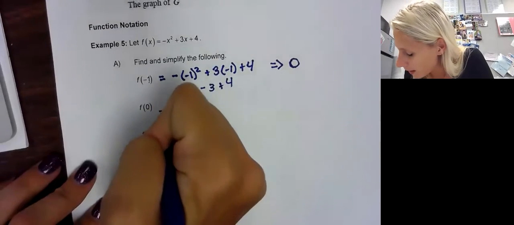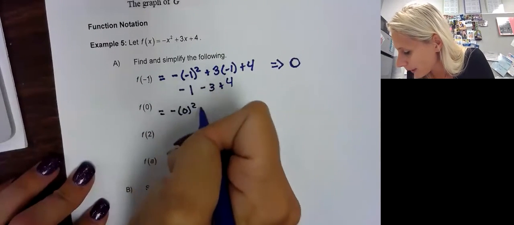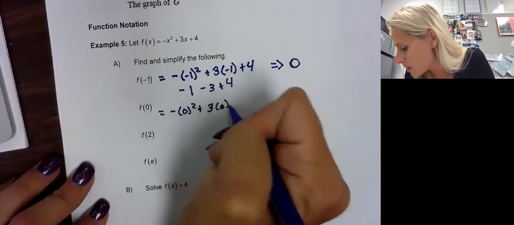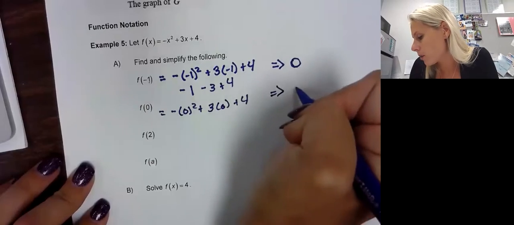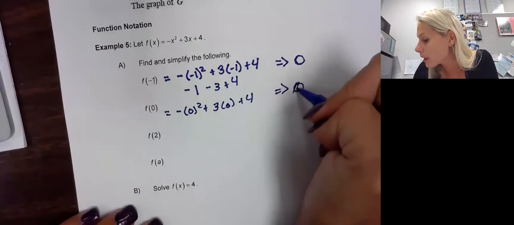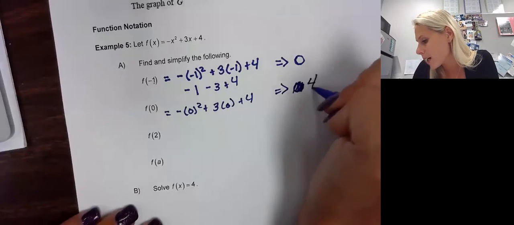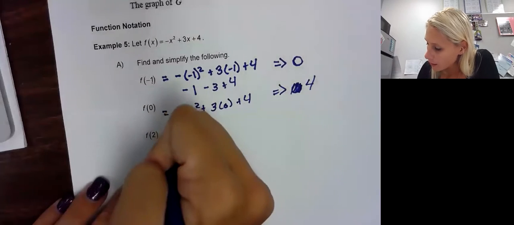Next one, I'm going to write it out, right? So negative 0 squared plus 3 times 0 plus 4. Well, this one's pretty easy, right? We could have done that without doing any work. Oh, why did I put 0? That's the good thing about Zoom. You guys get all my mistakes. I can't cancel them out. 4. There we go. All right, 2.